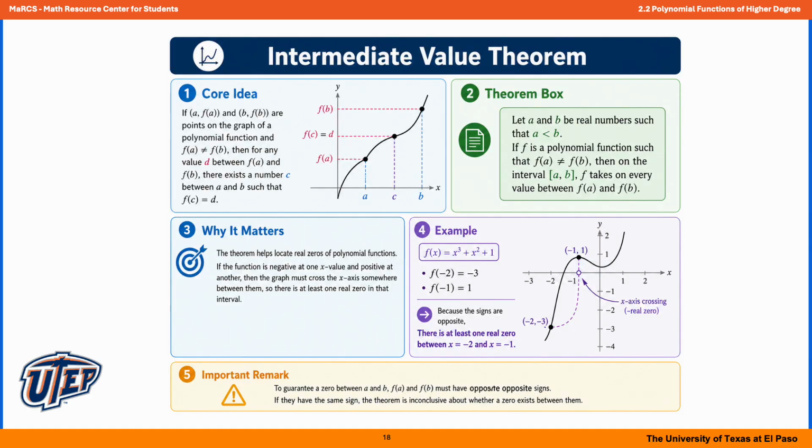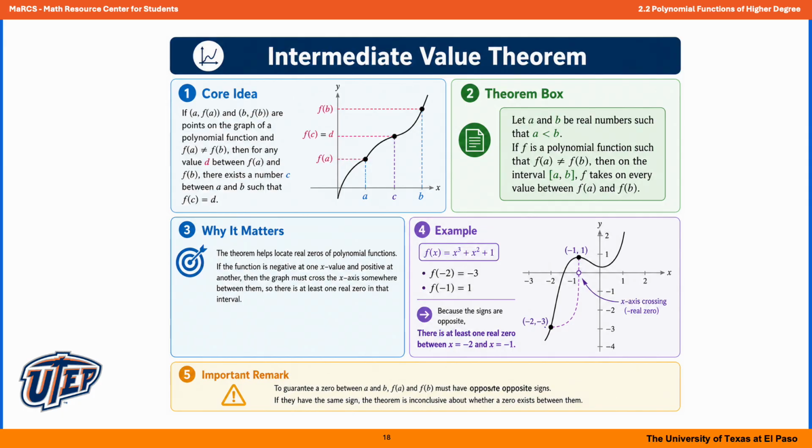Now we'll be going over the intermediate value theorem. So the core idea behind this theorem is that if we're given 2 points, a, comma f of a, and b, comma f of b, where f of a is not equal to f of b, then for any value d that is between f of a and f of b, there exists a number c that is between a and b, such that f of c is equal to d. So this tells us that on the interval a, b, f will take on every value between f of a and f of b.